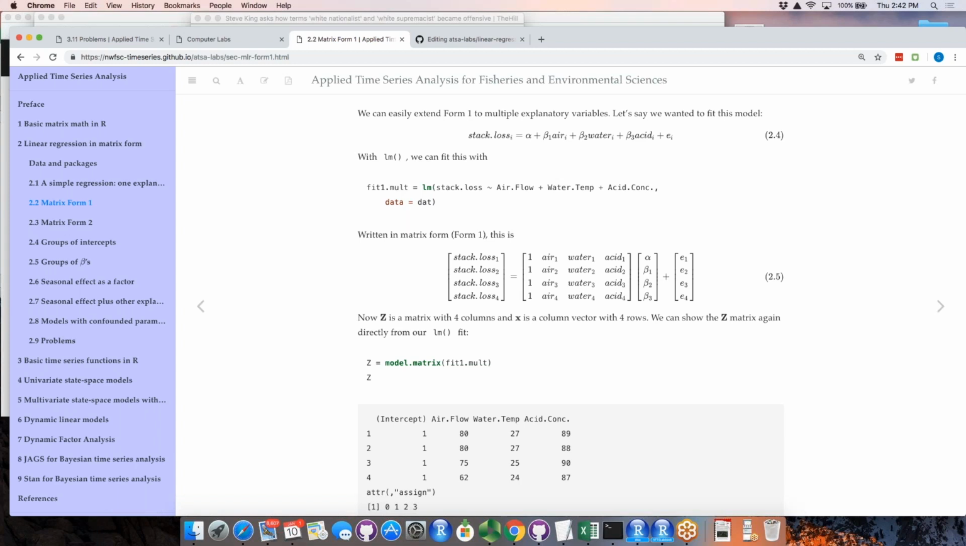So stack loss 1 is, again, we're going to think about rotating that. We have our alpha plus beta 1 times air 1, beta 2, it's a different beta, times the water, and another beta times the acid. That's what one's going to be, and then it's going to do the same thing for the next one, etc.